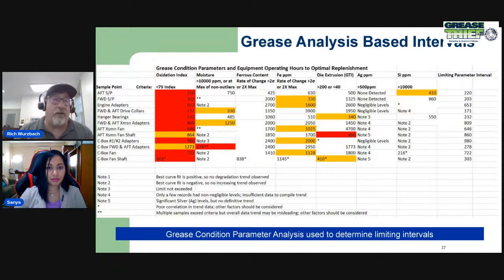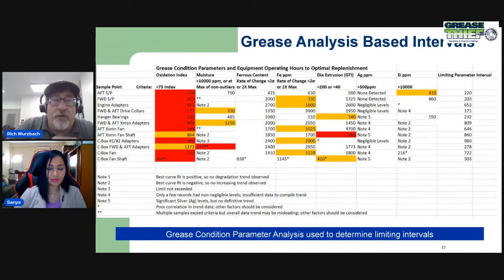So here was the outcome of this study that looked at all of these different components: swash plates, engine adapters, drive collars, hanger bearings, fan shafts, and so forth. The majority of them were driven by that oxidation index. So we want to get the old grease out before it's shot, and the general driver is down to about 20%, 20-25% of remaining antioxidants. You want to get the fresh lubricant in there. So that was the driver there.